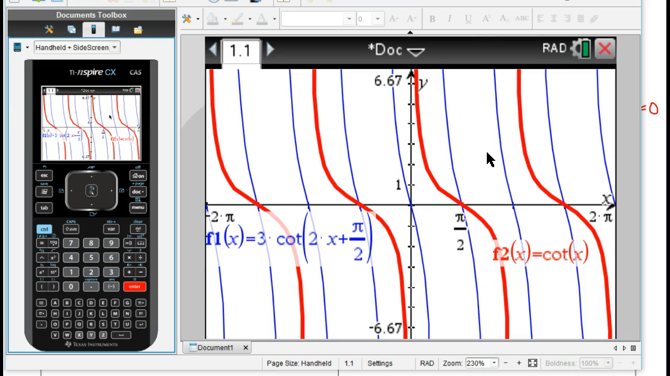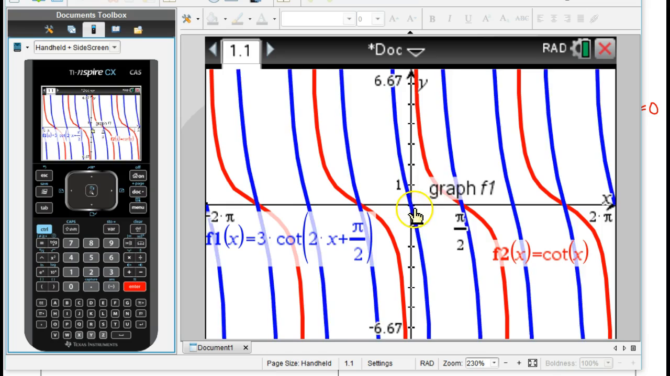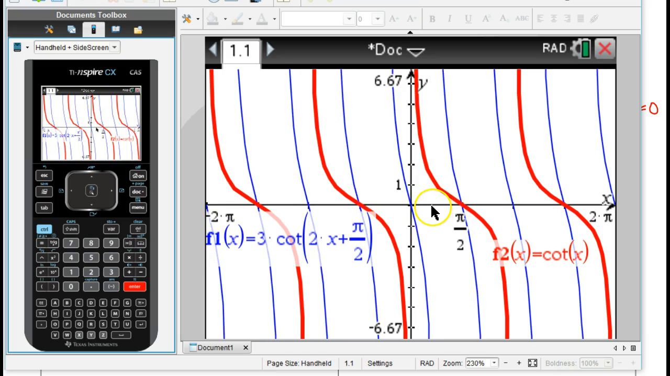Last but not least, we have a phase shift of negative pi over 4. If we got rid of that phase shift, this blue graph would be shifted to the right pi over 4 units. So this point right here would show up here, and that would fit our full period into pi over 2 for the blue graph.